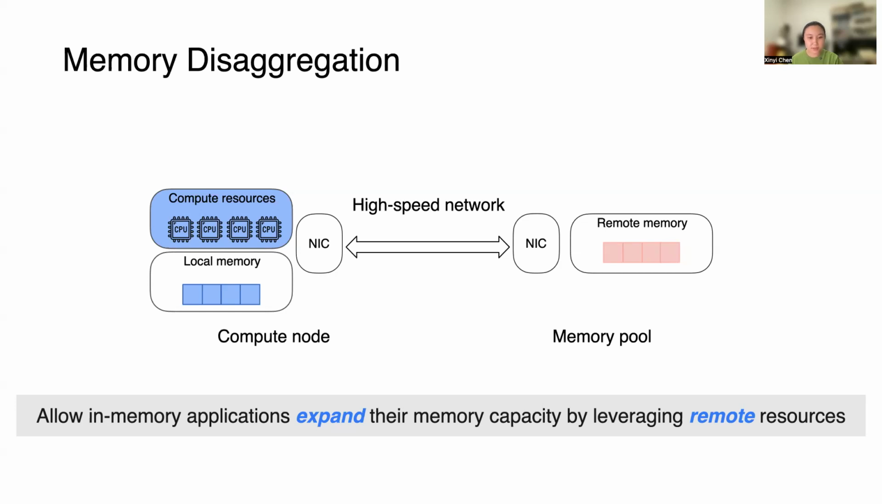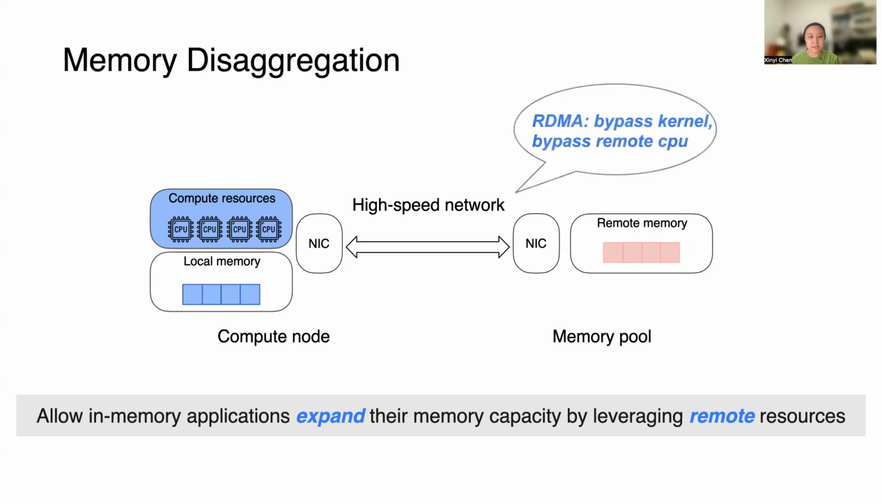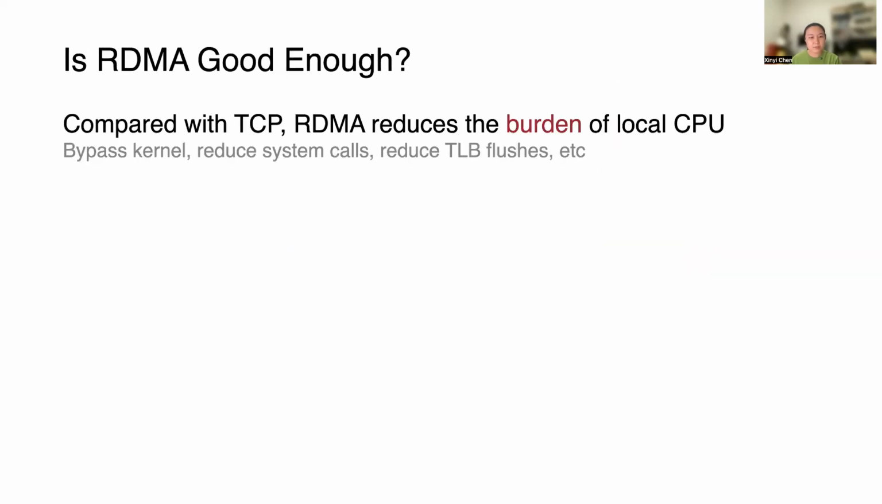The critical component that makes this type of architecture work is this high-speed communication channel connecting the compute and the memory nodes. Today, the most common approach is RDMA. RDMA is so attractive because it can bypass the kernel. In the case of one-sided RDMA, it can even bypass the CPU involvement in fetching remote memory. Which means compared with TCP, one big benefit of RDMA is that it can reduce the burden of local CPU.